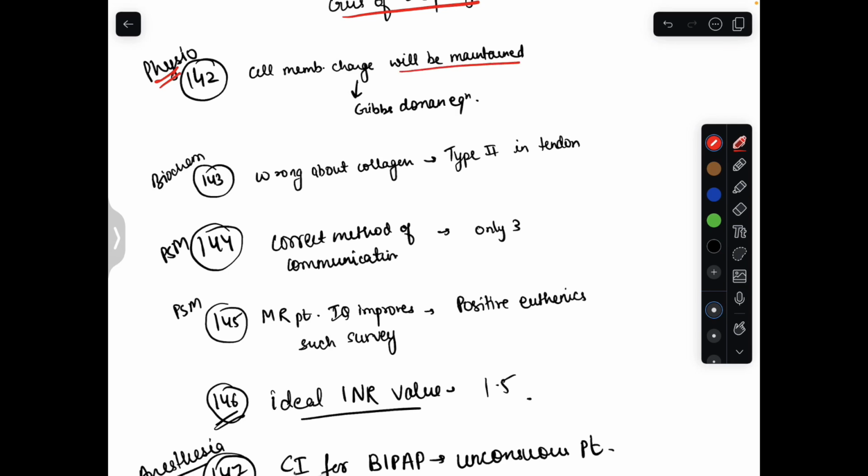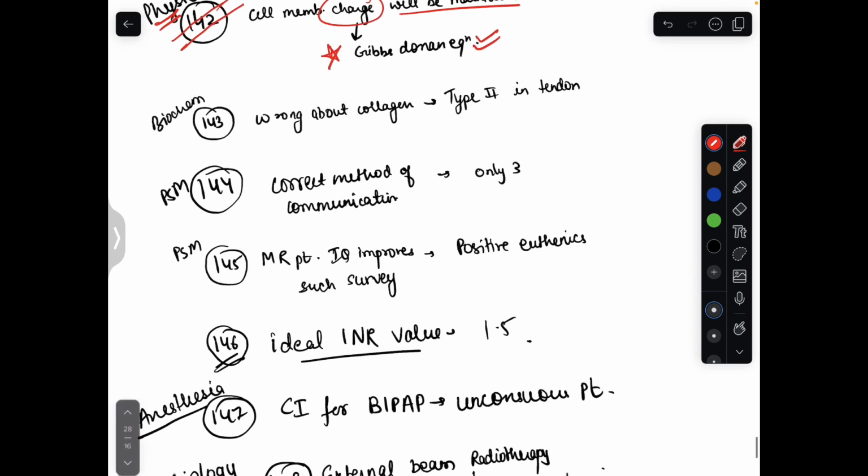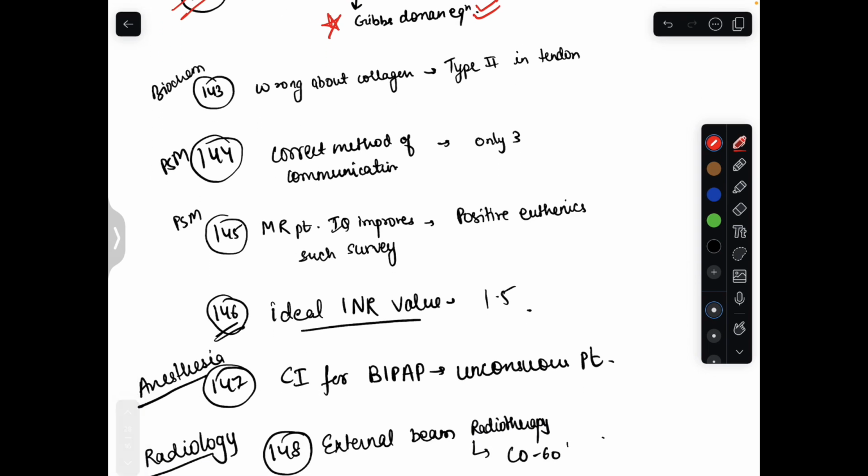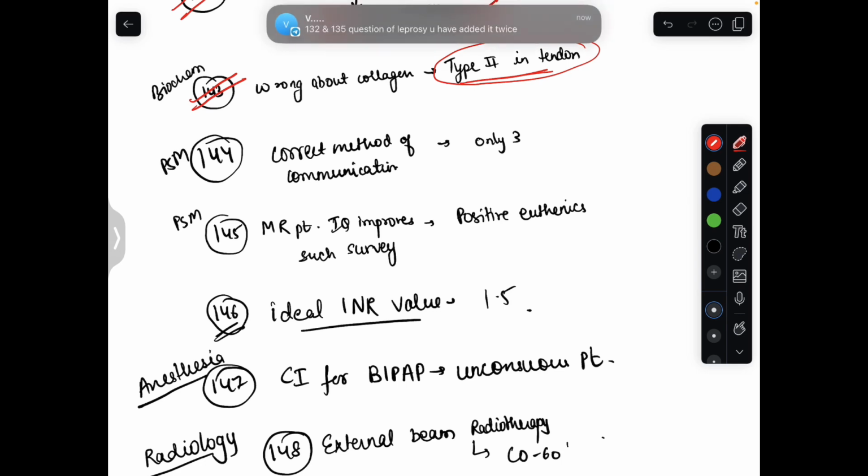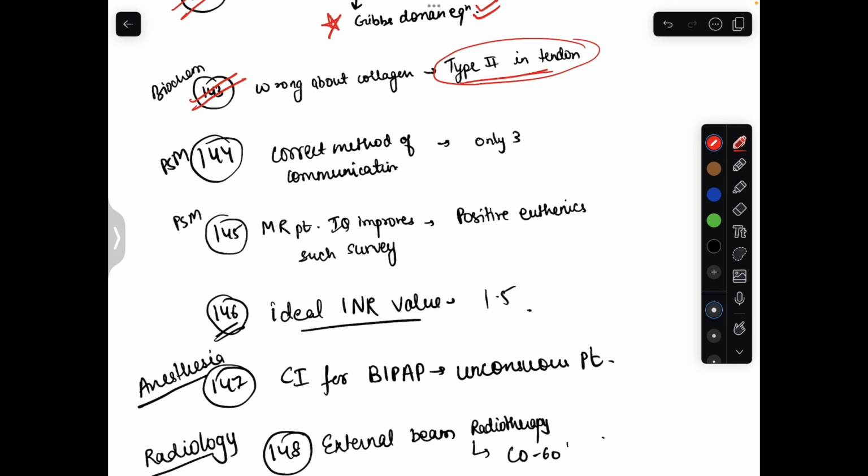Now for 142 question, again I missed it from physio, that is cell membrane charge will be maintained by. Some teachers said its answer is Gibbs-Donnan equation, but I don't know the correct answer for this. So please go with your answer. Okay. For 143, wrong about collagen, something like this was mentioned. So for it, type 2 collagen in tendon is not seen. Something like this question was there. So I wrote that question, but I did not frame it very well.